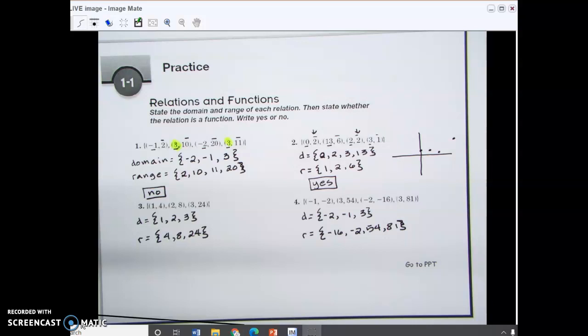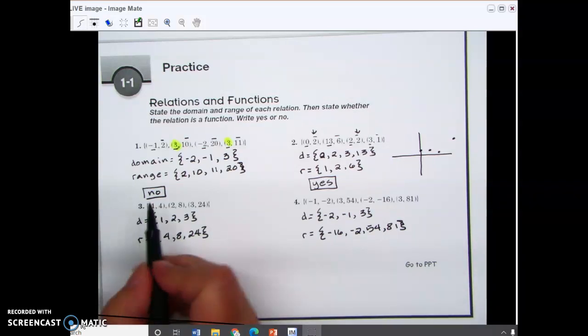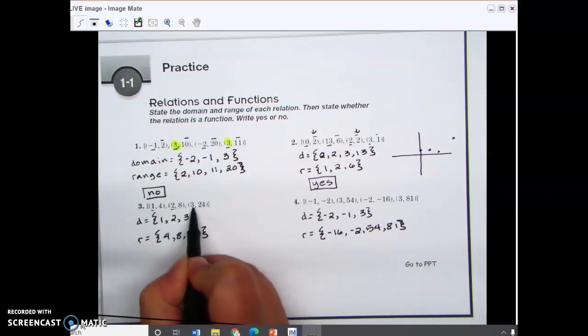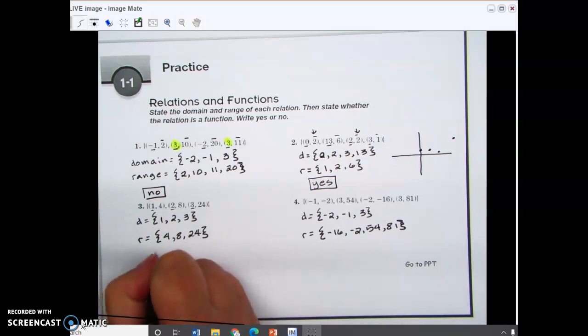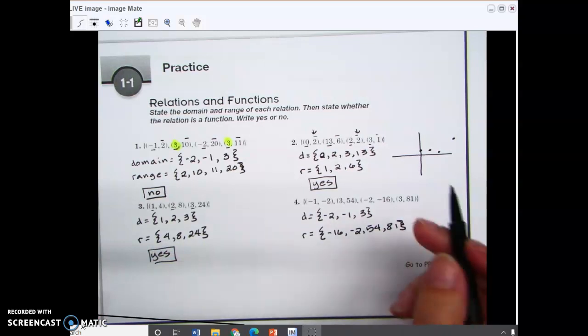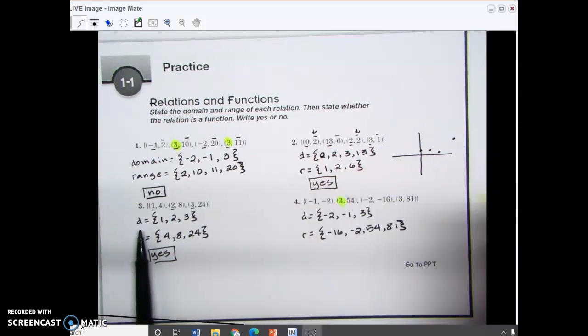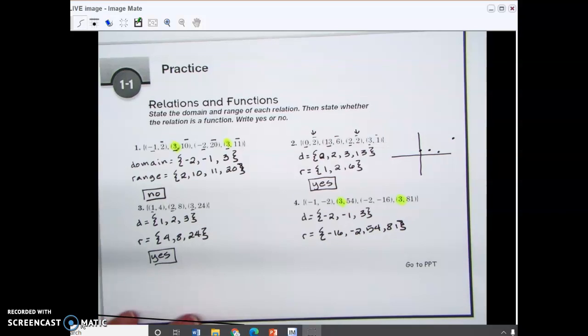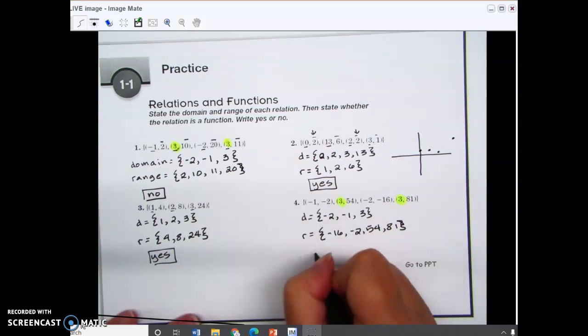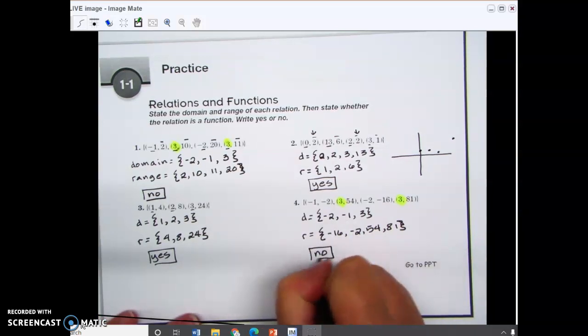And when we take a look to see if it's a function, for question 3, 1, 2, and 3, I don't have any x repeats, so yes, this is a function. And taking a look at number 4, do you see that we have a 3 here for an x value and a 3 here for an x value? So that means that there are two y values for that one x value of x is equal to 3, so this is not a function.